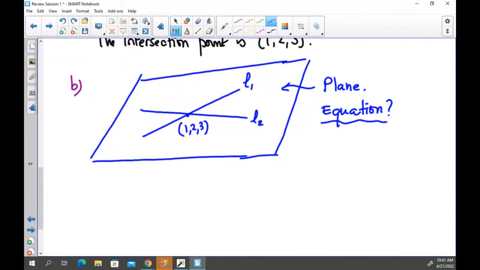Okay, yes, A1 times (x minus x1) plus A2 times (y minus y1) plus A3 times (z minus z1) equal to 0. Okay, that's the general equation of a plane. Yeah, we can use A1, okay. But what is A1, A2, and A3?